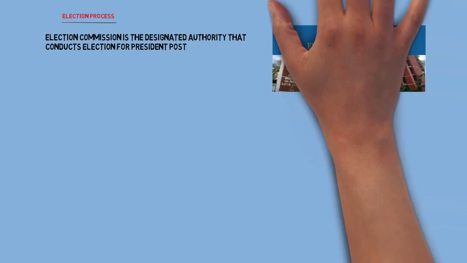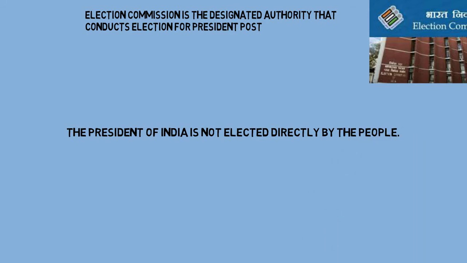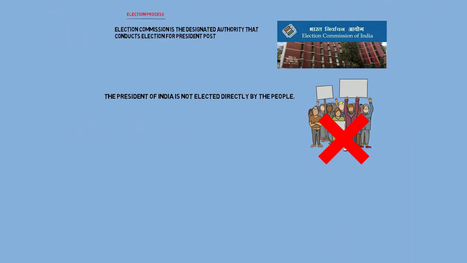Now let's discuss the election process in detail. The Election Commission of India is the designated authority that conducts the election for the president post. The President of India is not elected directly by the people. This is because in India we have a parliamentary form of government. In this form of government, the real executive is the Council of Ministers headed by the Prime Minister. The President of India, being the head of state, has to exercise his powers and functions with the aid and advice of this Council of Ministers.